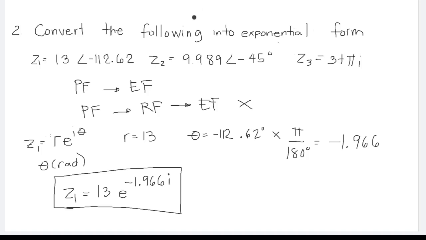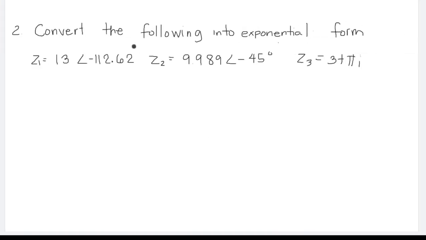This time, we need to answer z2. So same process. Again, we have r, which is equivalent to 9.989 for z2.